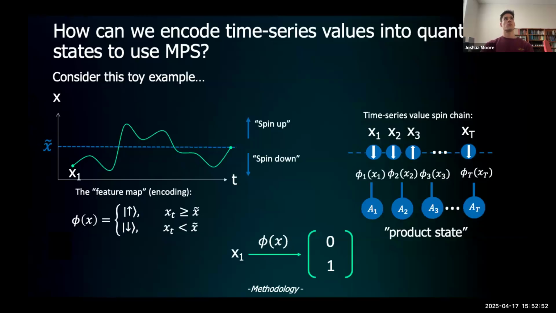And so one example of how we can encode these values into quantum states is to consider a simple binary case. So we have some x tilde value, which is a threshold that we can set. Any value that falls below that would get mapped to a spin down state on a particle, and any value above that would get mapped to a spin up. And this is what we call our feature map. This is just the mapping from our continuous time series value to this discrete representation. You can think about this as a 0 and a 1 and vice versa.